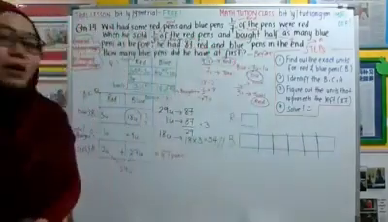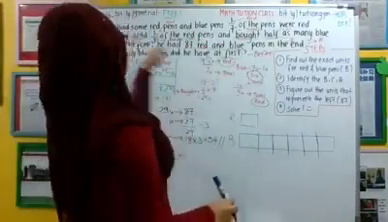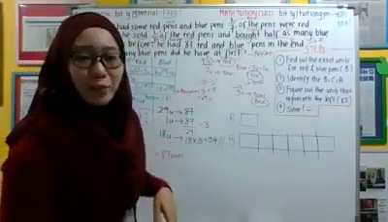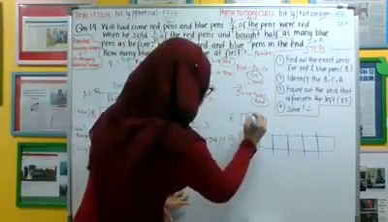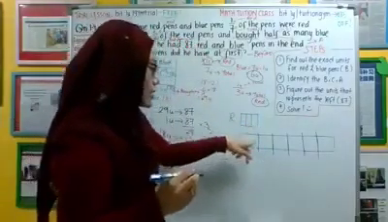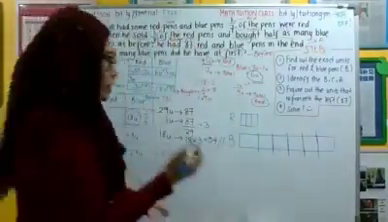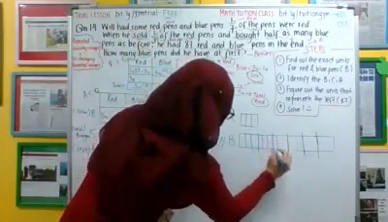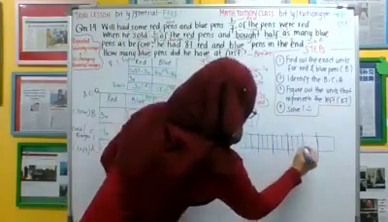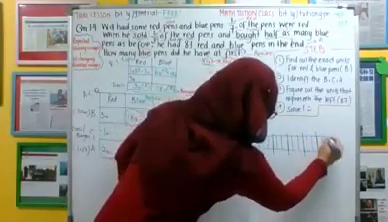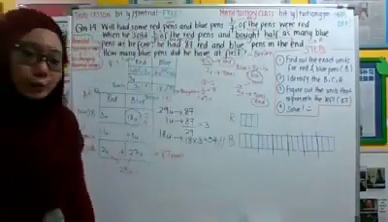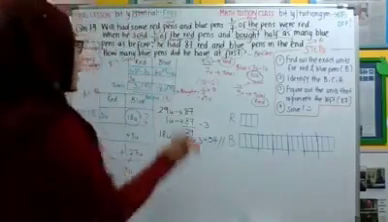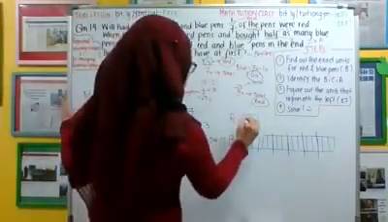Now they say that when he sold 1/3 of the red pens, which means the red pen I must cut into how many parts? 3. So 1, 2, 3. If you cut here 3 parts, each of these parts also must cut into 3. So 1, 2, 3, 1, 2, 3, 1, 2, 3, and so on. I cut already. Next, we have to shade the one that is for the red one. 1 out of 3 is sold. So this one is sold.